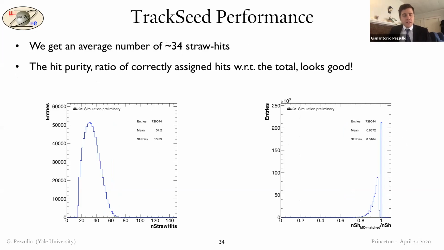And here are the interesting distributions. On the left, the usual distribution of the expected number of straw hits collected within this track, and it's still at 34, so we didn't lose any hits on average. And on the right, this is an interesting distribution which shows the purity of the cluster of hits that we actually collected. This is just the ratio of the number of straw hits correctly assigned to the track divided by the total number of hits that have been collected at this stage. And you can see that the average is about 95%, but you also have this big spike at 1, which means essentially a pure sample of hits correctly assigned to the track.